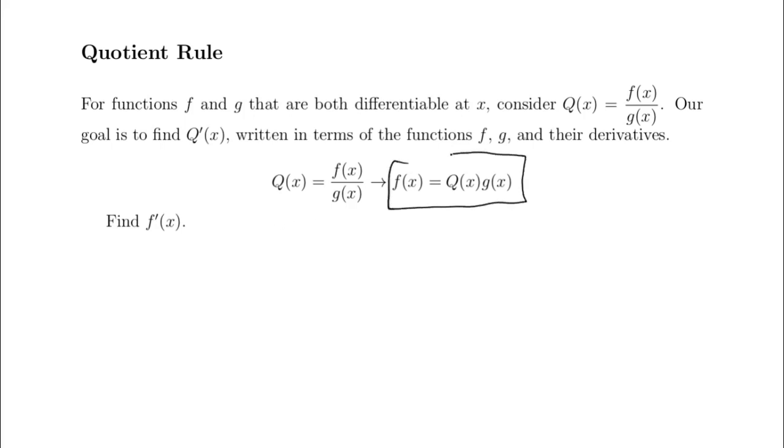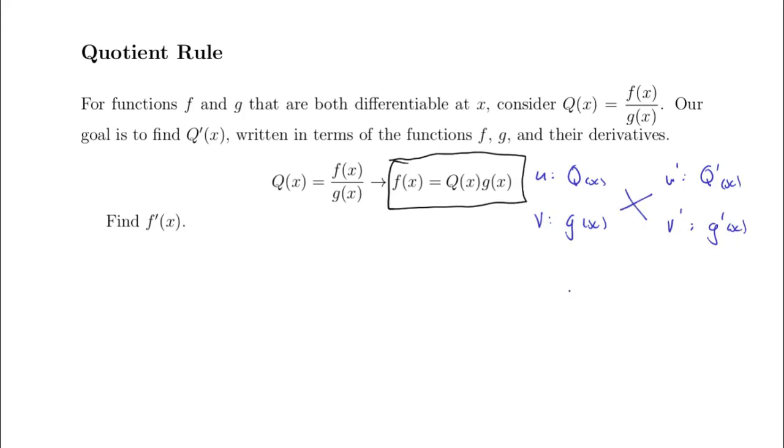We can rewrite this equation here by just multiplying g of x on both sides. And now what we're going to do is find f prime of x using the product rule. So we can go ahead and say u is equal to q of x and v is equal to g of x. Suddenly u prime is just q prime of x. We don't really know what it is. It's the derivative of that thing. And v prime is the same kind of idea. It's g prime of x. It's just the derivative of this g function.